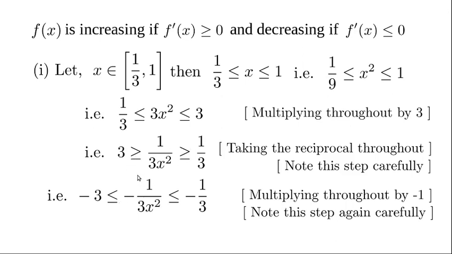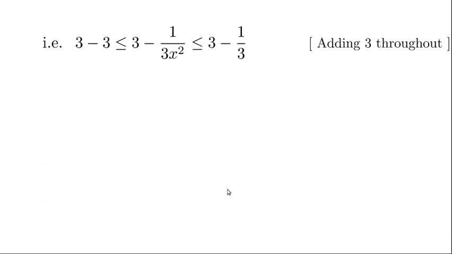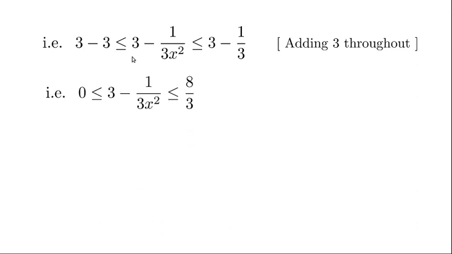And also simultaneously note the method we are following. We are trying to bring f'(x), which is 3 − 1/(3x²). Now to get 3, I have to add 3 throughout. So by adding 3 throughout, we get 3 − 3 ≤ 3 − 1/(3x²) ≤ 3 − 1/3. So this is actually f'(x). So we get 0 ≤ 3 − 1/(3x²) ≤ 8/3.